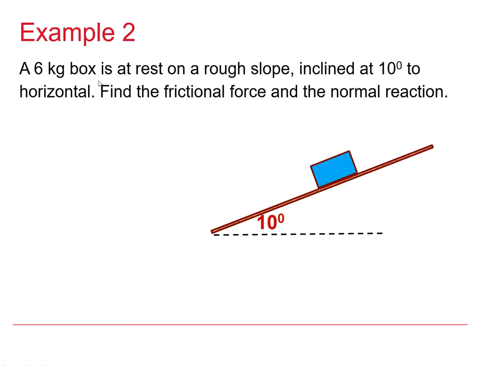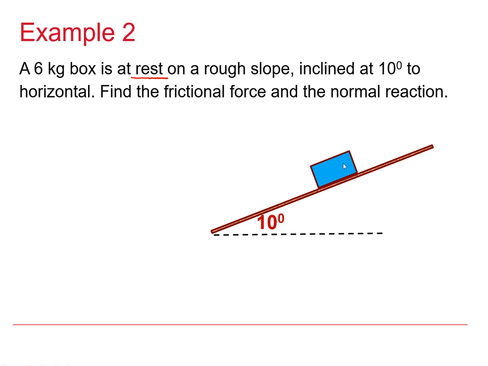Here we have another example, more of a real life situation. So we have a rough slope with a box at rest on the slope, and that is crucial, the fact that we're told that it's at rest. It's a 6 kilogram box, and the slope is inclined at 10 degrees to the horizontal, and we're being asked to find the frictional force and the normal reaction force.